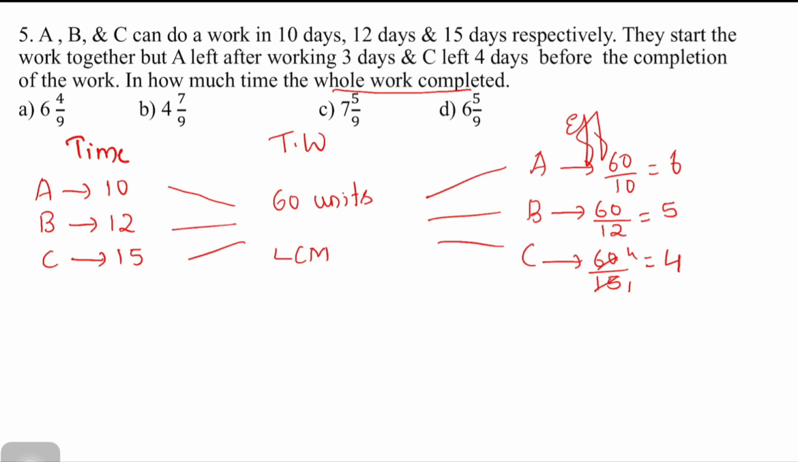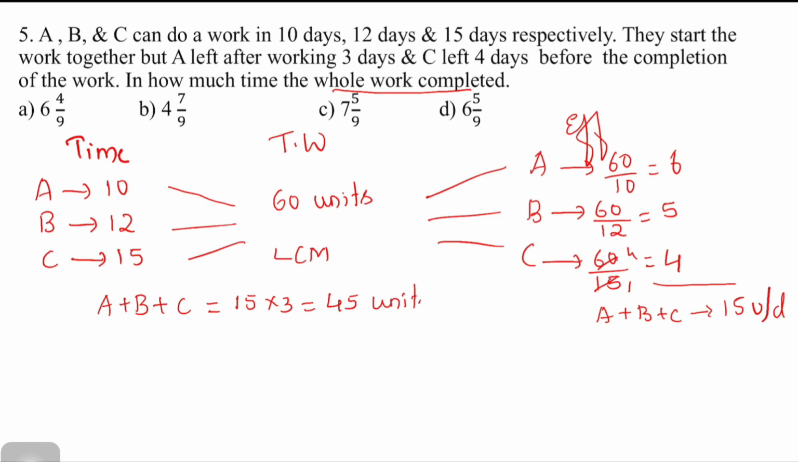Now they start the work together, but A left after working 3 days, isn't it? All three will start the work together, but A left after working 3 days. That means till 3 days all of them worked. So till 3 days how much work was completed? A plus B plus C's efficiency is 6 plus 4 is 10 plus 5 is 15 units per day. So till 3 days, 15 into 3, which is equal to 45 units, was done in 3 days. So the remaining work was 60 minus 45, which is equal to 15 units.